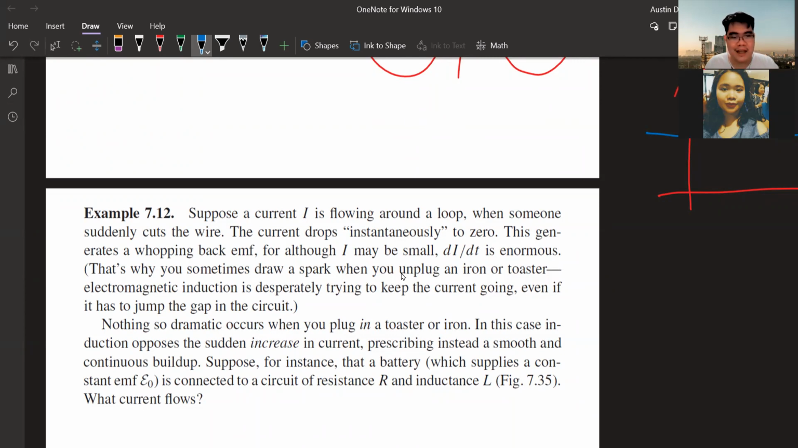So hinihigop niya from the atmosphere yung mga charges. And you see, nag-accelerate yung mga charges and then umiilaw siya. So, you see a spark.